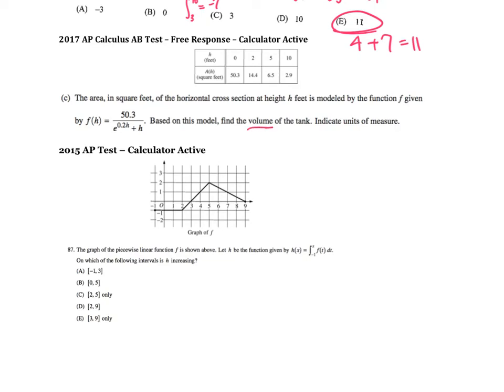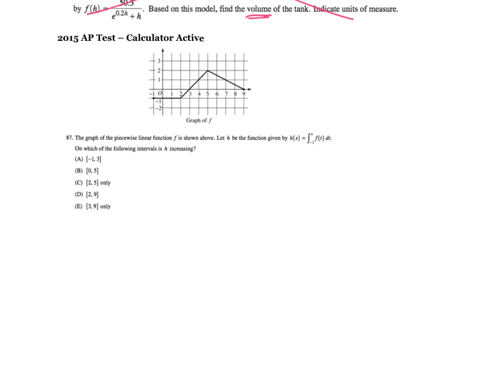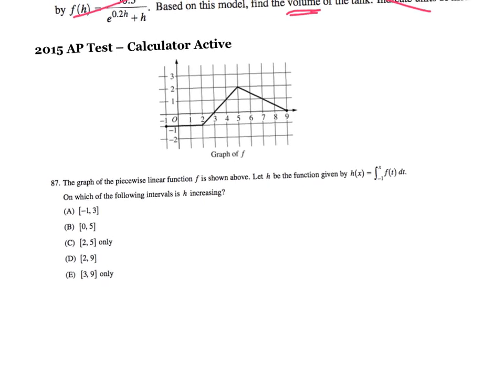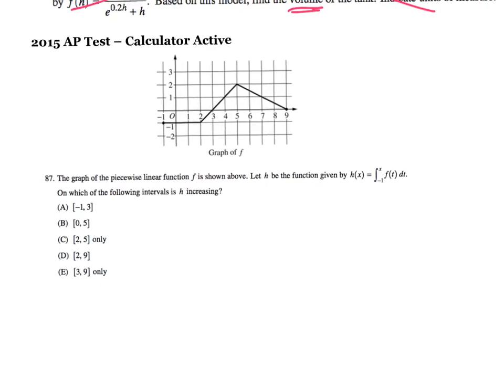Everyone, we have not done volume yet, so you can skip this question, part C. Let's go ahead and take a peek at 87. 87 says we are giving you h is an integral. Ooh, this is getting wonky. H is an integral. On which of the following is h increasing?